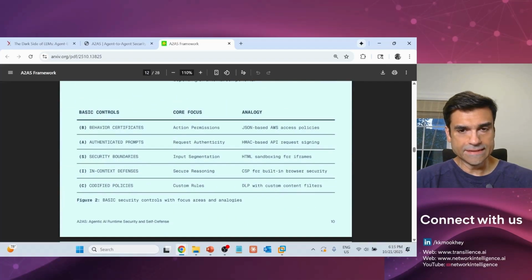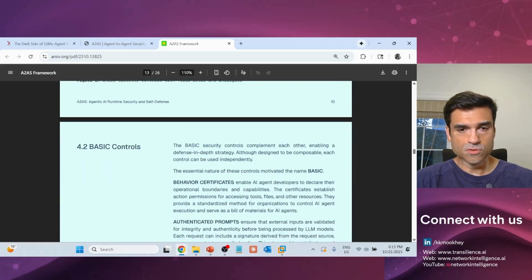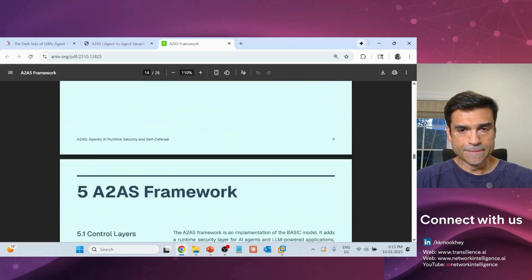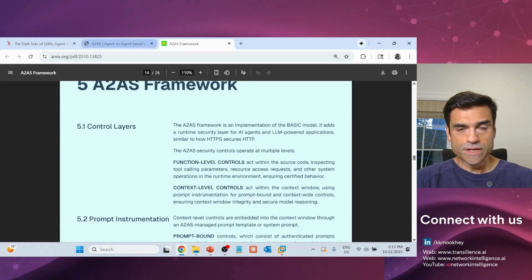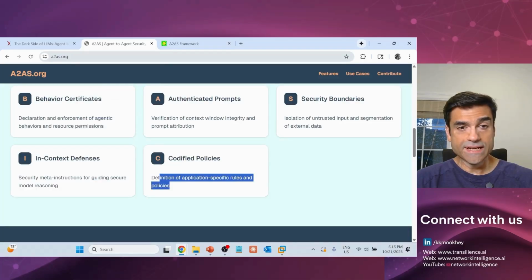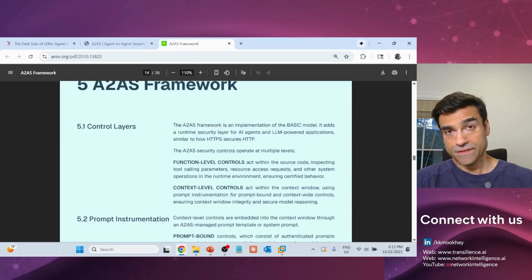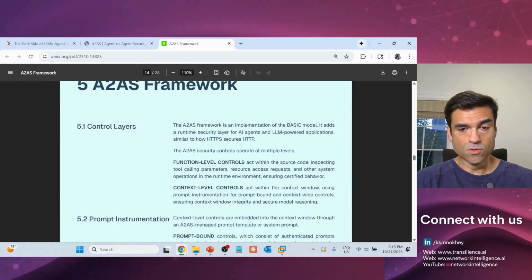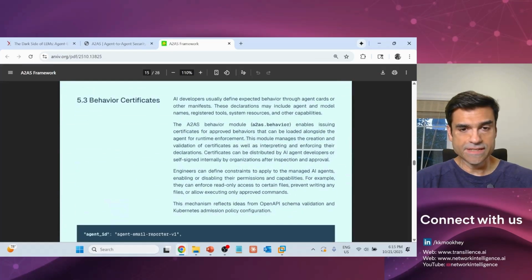As I said, the basic controls is how they've defined it and given certain analogies and what the core focus of each of these controls is going to be. So definitely go take a read on this. It's on this URL a2as.org, and very likely I have a feeling that this might become the gold standard for agentic security.